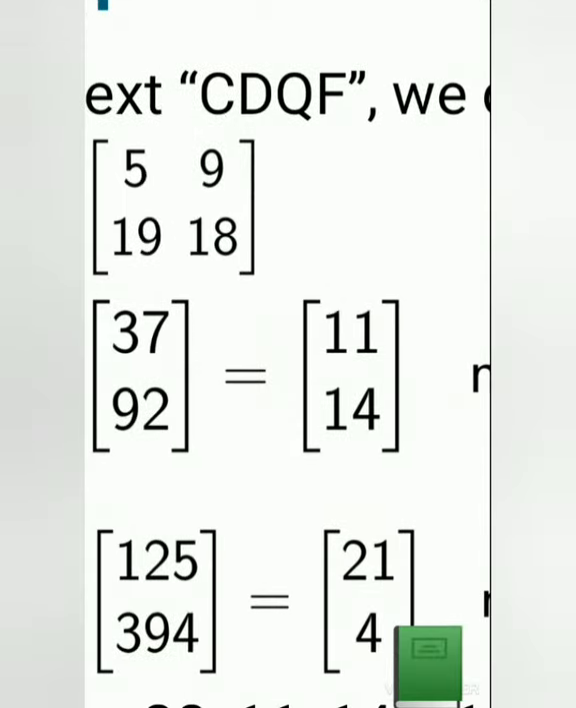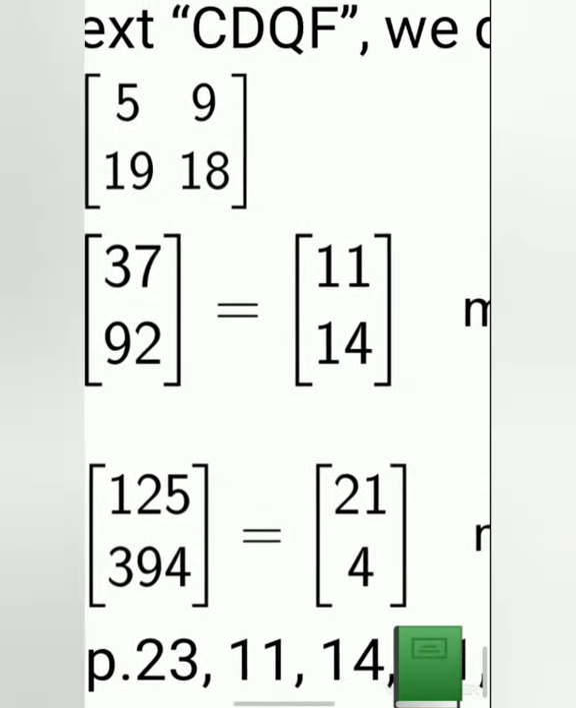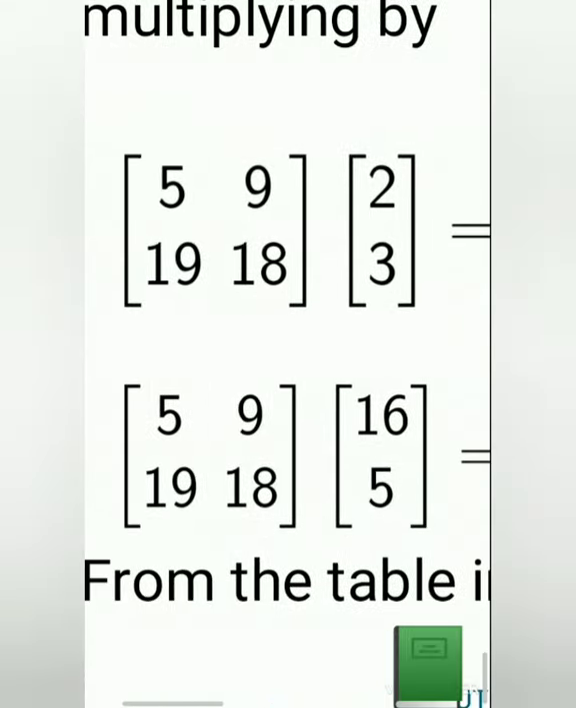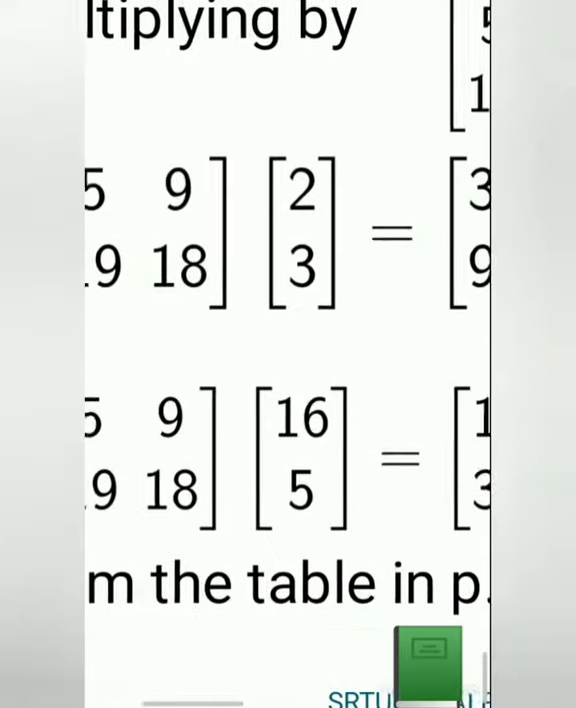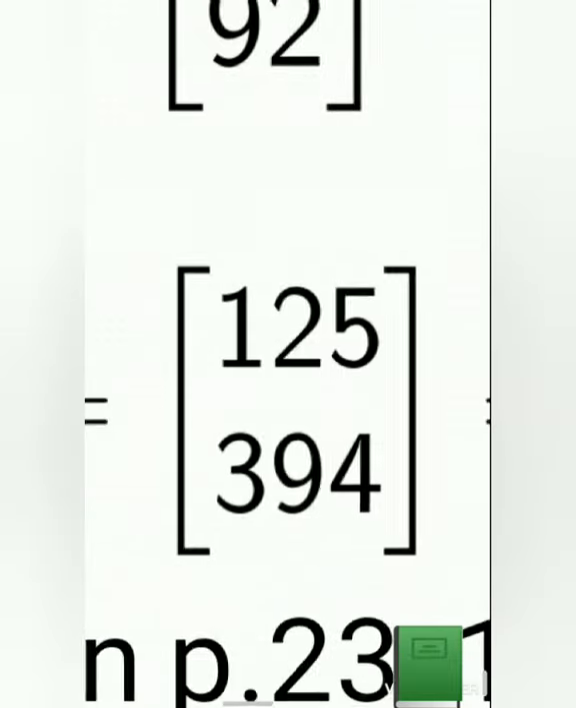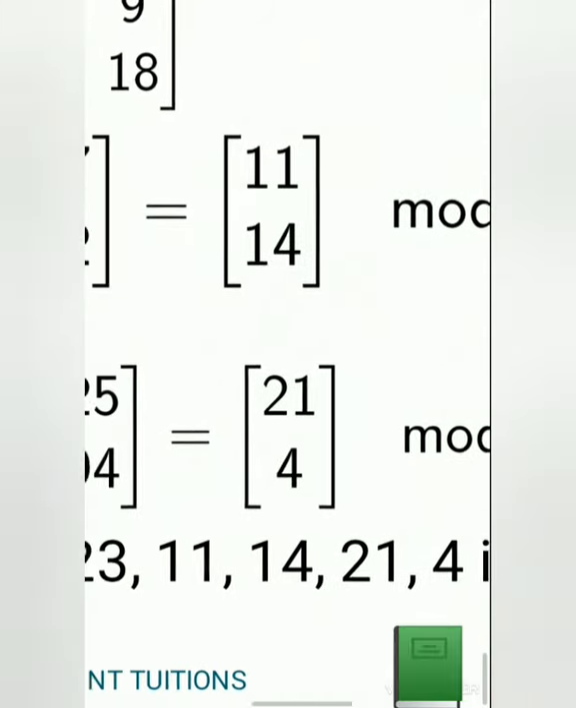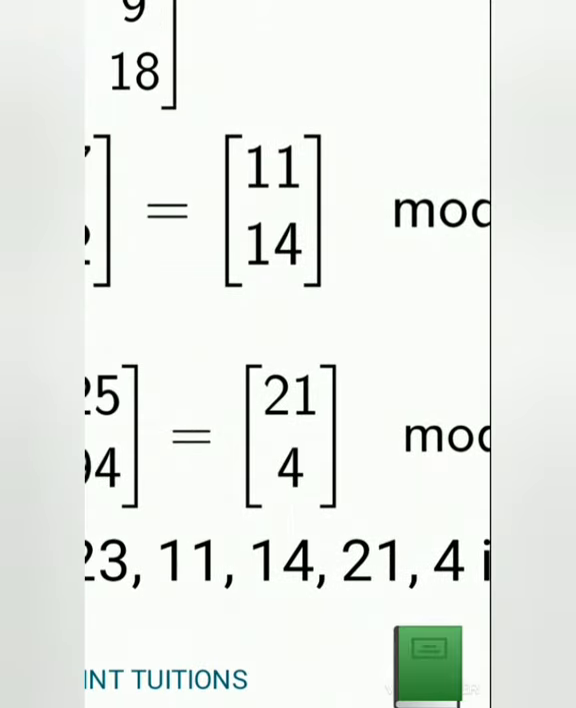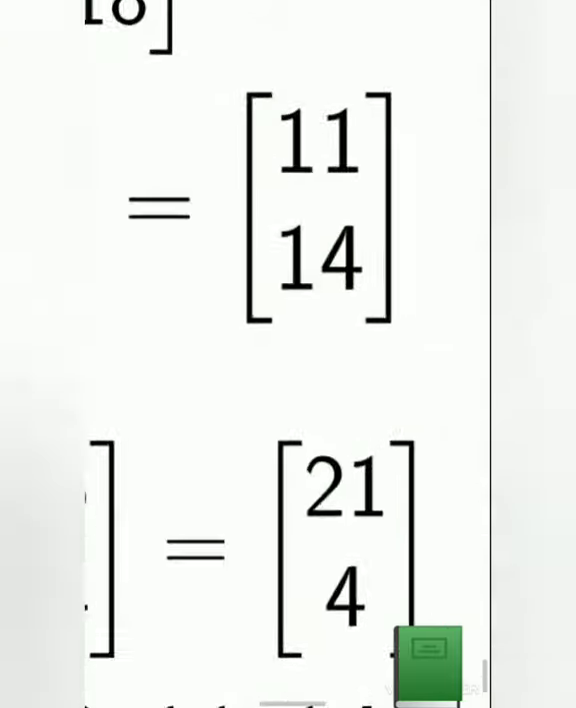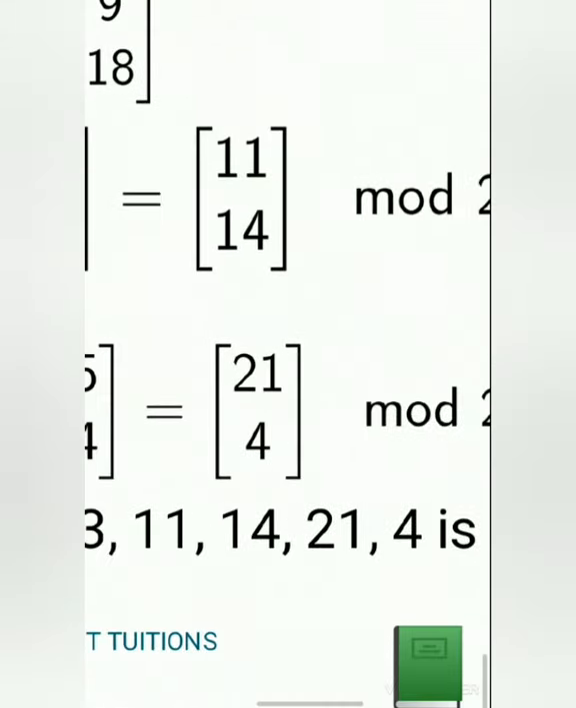Like that, find out the matrix value for Q and F. The Q value will be 16 and the F value will be 5. Then do the matrix multiplication, you get this value, and reduce this value to 21, 4 mod 26. Finally, take these values separately: 11, 14, 21, 4.